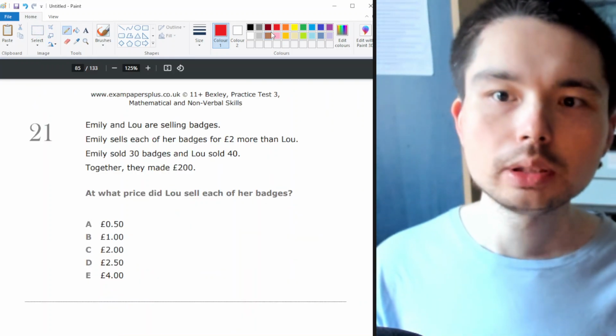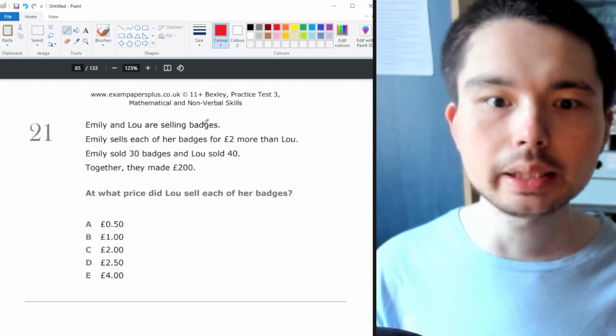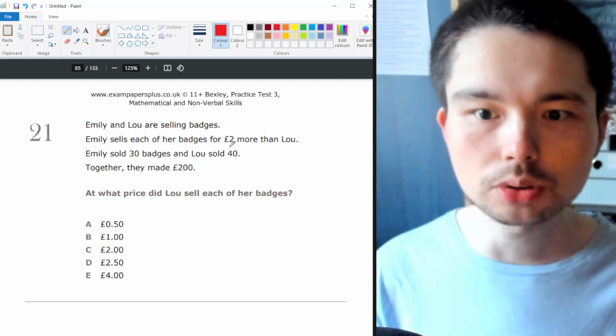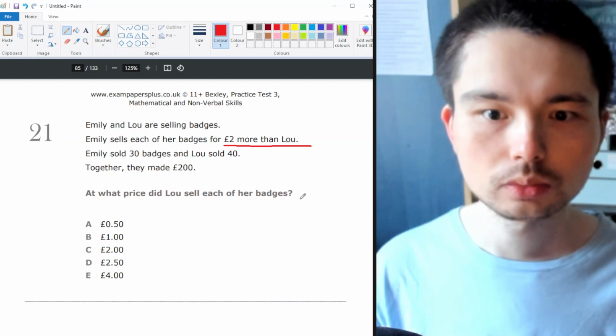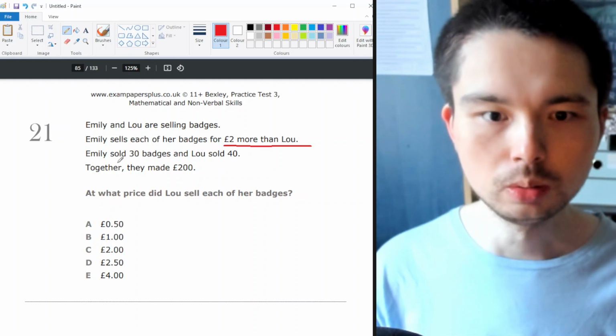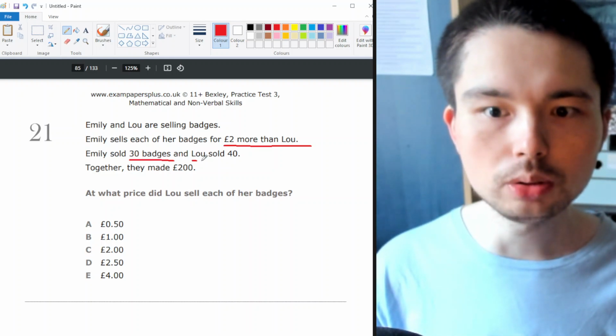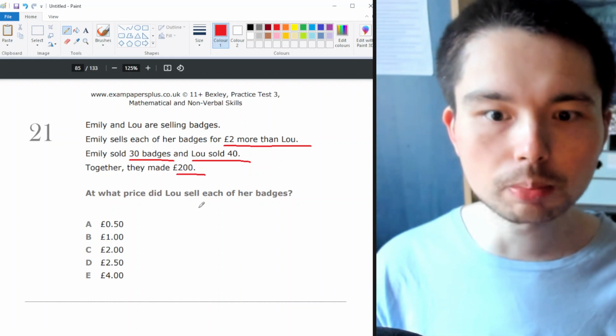Question 21. Emily and Lou are selling badges. Emily sells each of her badges for £2 more than Lou. Emily sold 30 badges and Lou sold 40. They made 200. At what price did Lou sell?